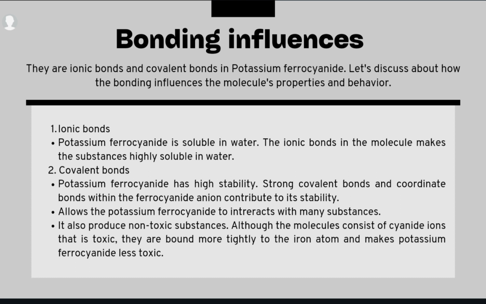Second, covalent bond influences. Because of covalent bonds, potassium ferrocyanide has high stability. Strong covalent bonds and coordinate bonds within the ferrocyanide anion are among the contributors to its stability. Besides that, covalent bonds allow potassium ferrocyanide to interact with many substances. Lastly, covalent bonds also produce a less toxic substance. Although the molecule consists of cyanide ions, which are toxic, they are bound tightly to the iron atom and make potassium ferrocyanide less toxic.